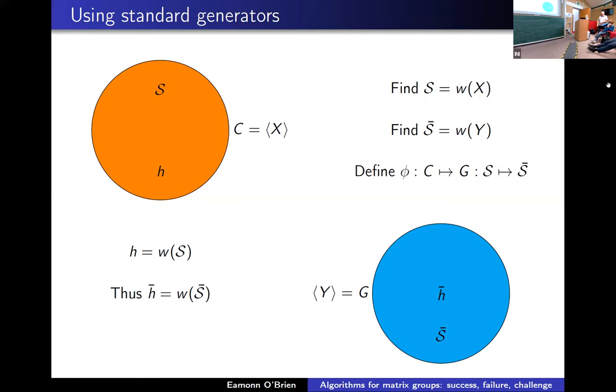Now, I'm deliberately not worrying about modular scales. People may start getting obsessed about SL versus PSL. You do have to take care of scalars, and it is an issue. And so I'm defining two tasks. One is to find standard generators as words in arbitrary generating sets. And the second is to be able to write an arbitrary element as a word in the standard generators.